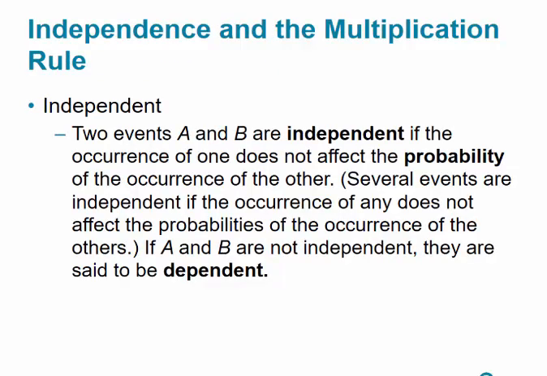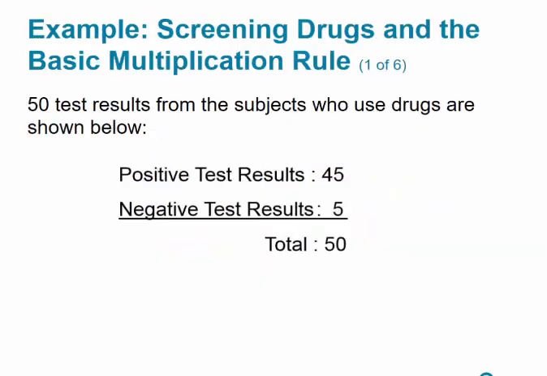So let's talk about independent events. Two events A and B are independent if the occurrence of one does not affect the probability of the occurrence of the other. Several events are independent if the occurrence of any does not affect the probabilities of the occurrence of the others. So if A and B are not independent, they're said to be dependent events.